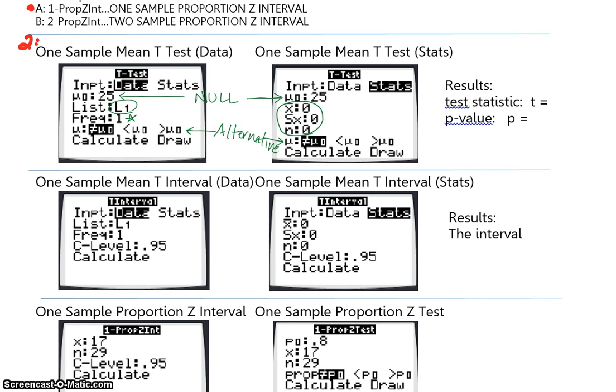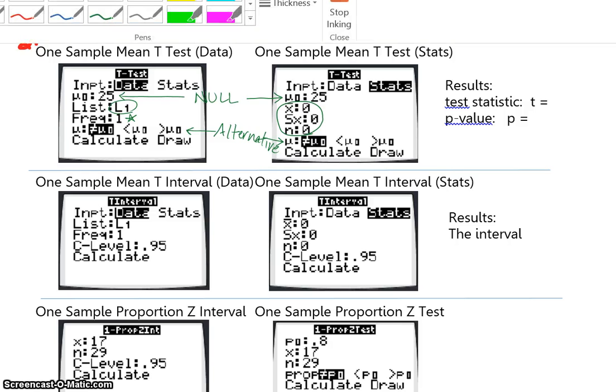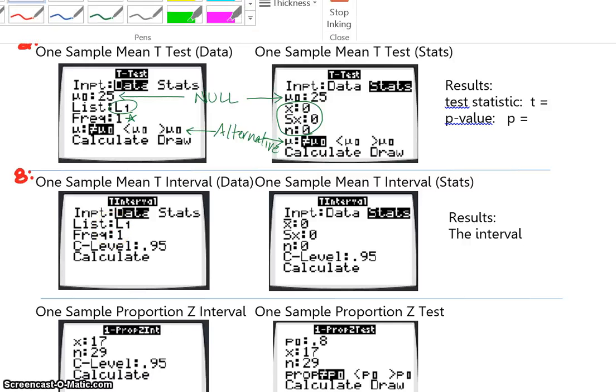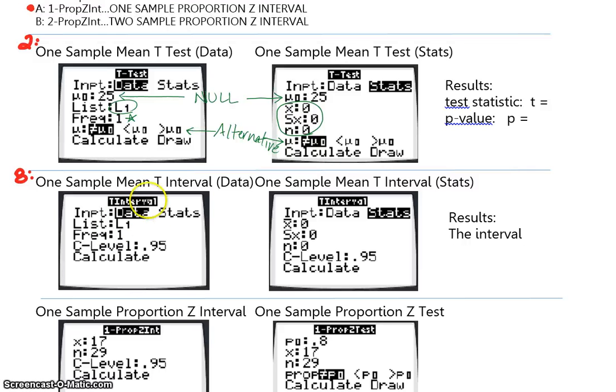Okay, so the intervals here, one sample mean t interval, this would be number 8. So these here are number 8 above, one sample mean t interval, and again, it's whether you have the data or you have the statistics. Same concept. Your lists are going to go in L1 if you have data, or you're going to enter in the summary statistics if that's what you have. You put in your confidence level. You can enter 0.95 or 95 for 95%, doesn't matter, and calculate. And that'll just give you the interval.